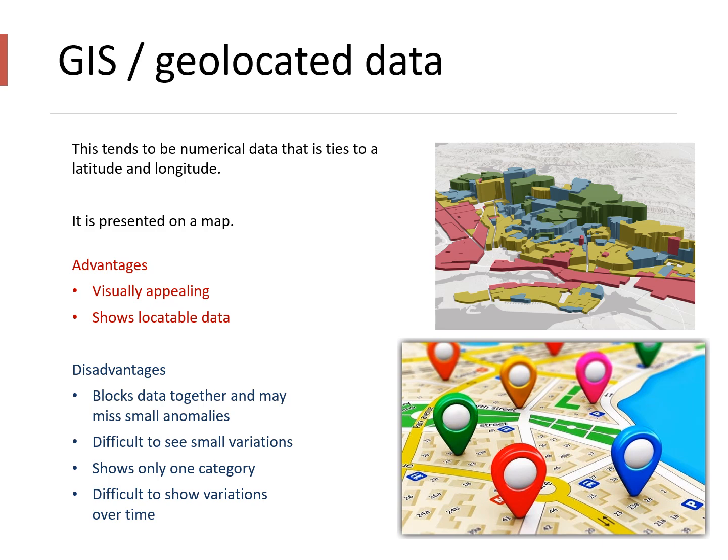Some of the disadvantages are that, particularly with GIS, if you have areas that are very similar values, they might be blocked together and you might miss any anomalies or slight changes between them. Variations can often be quite difficult to see. It really only shows one key category. Once you start getting multiple different categories, depending on the type of GIS that you're using, it can get quite complex to see individual bits of data.